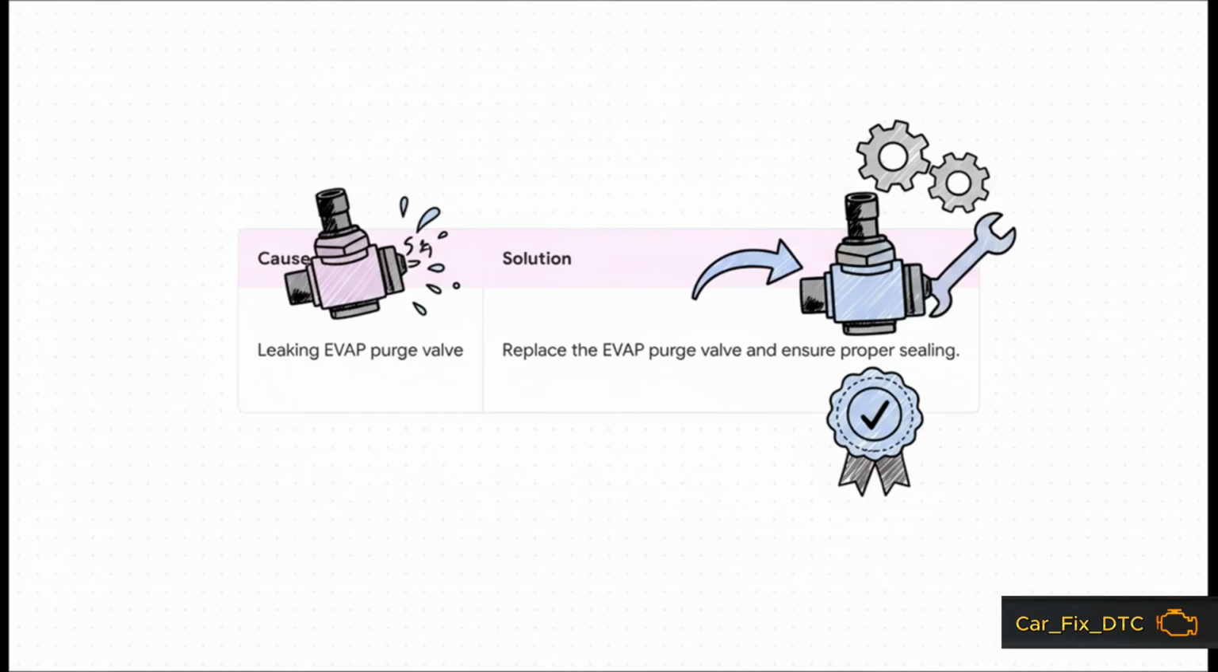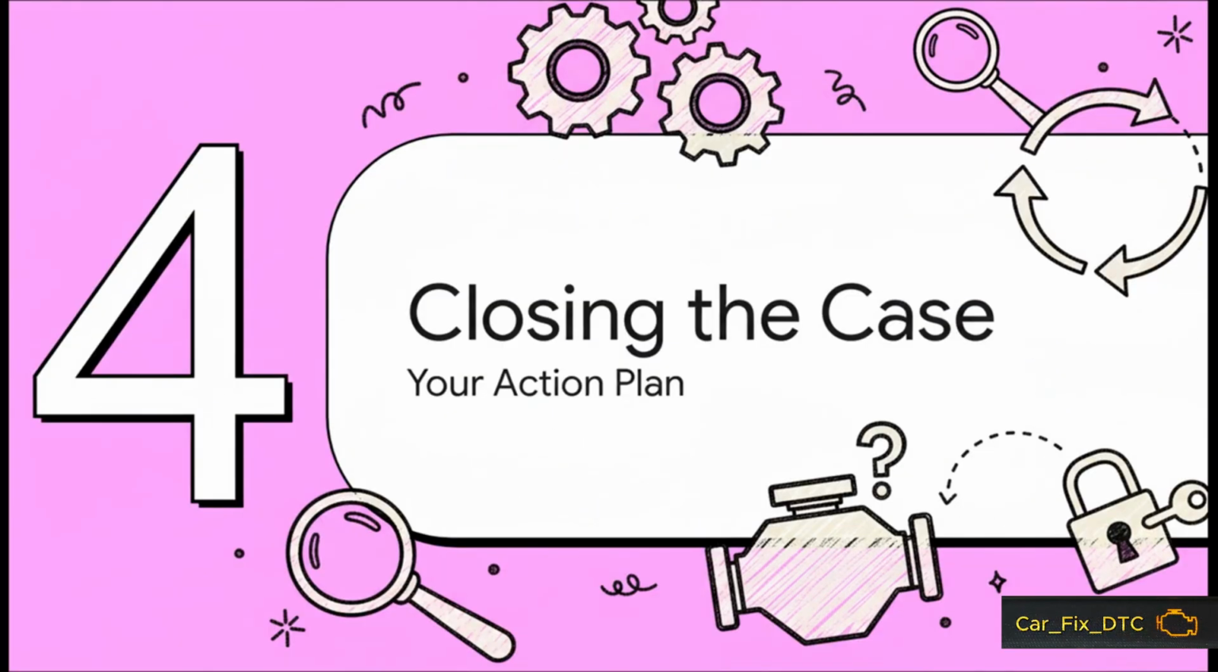And just like with the fuel injector, the solution here is a direct replacement. If that evap purge valve is leaking, you gotta replace it. And you guessed it, making sure it has a perfect seal is absolutely crucial to make sure this doesn't happen all over again.